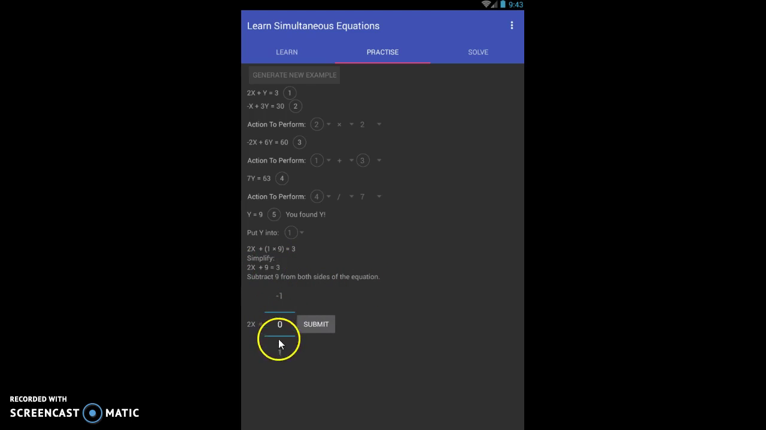So 3 minus 9 is minus 6. 2x equals minus 6. And finally, we take equation 6, and to get x on its own, we divide by 2. Click Go, and we have 1x, 0y, and minus 3 is the answer. So we now have x equals minus 3 and y equals 9.